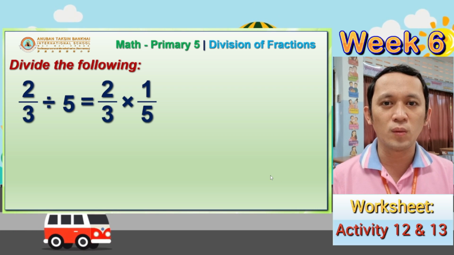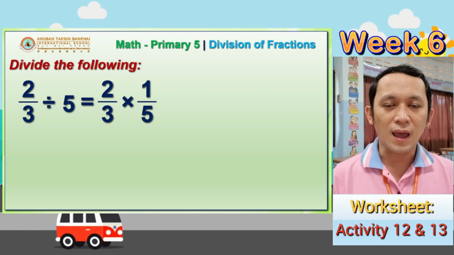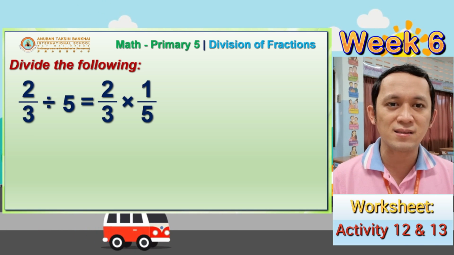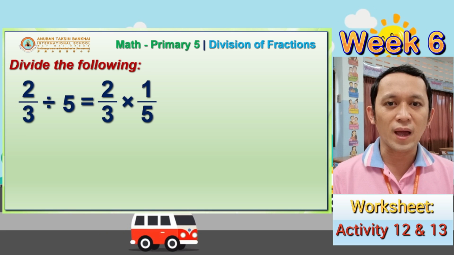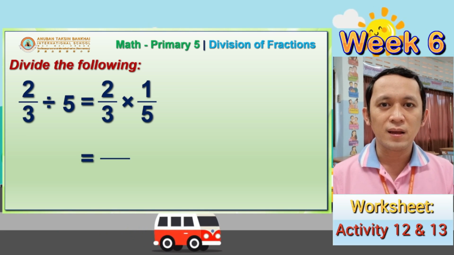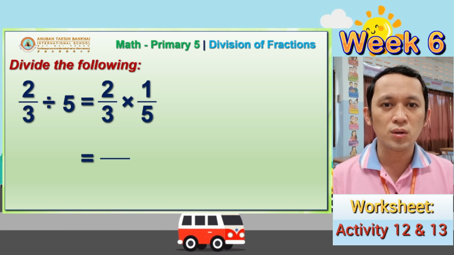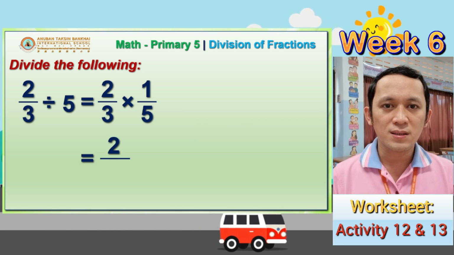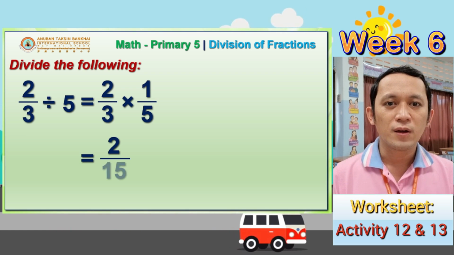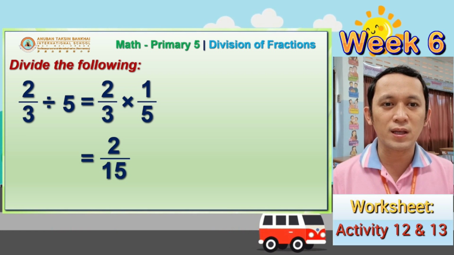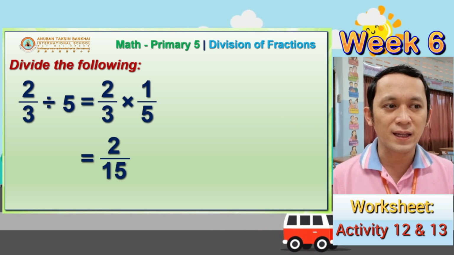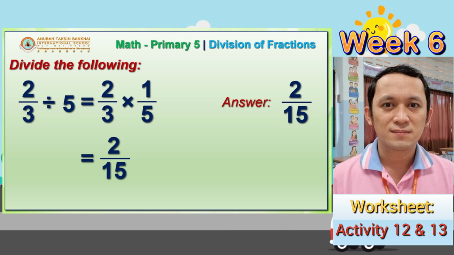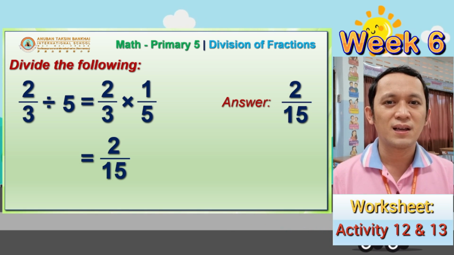We can cancel a numerator or a denominator. In this example, I think we cannot cancel anything. So we just go ahead and multiply these numbers. We have 2 times 1, we have 2. 3 times 5, we have 15. We cannot simplify this one anymore. So therefore, our final answer is 2 over 15. Okay, so that is very, very easy.